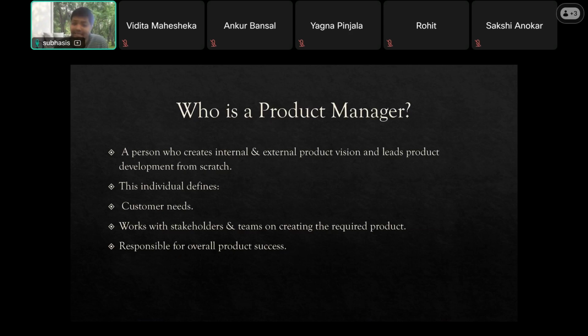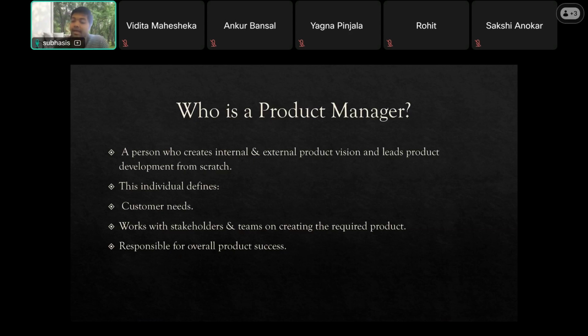We will discuss in detail what a vision is, what a mission is, what a goal and objective are, just to give you a basic idea of what it is, right? Now, the user individual defines the customer needs, as I mentioned, and what the different stakeholders need, and is overall responsible for the success of the product. If there is a failure of the product, it's your responsibility. If there is a success of the product, it's a team success.